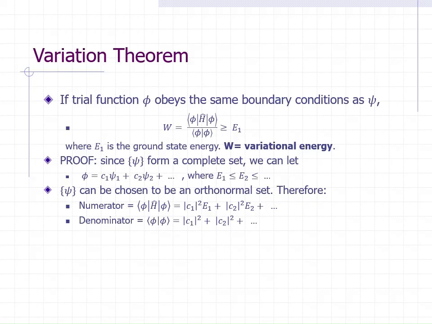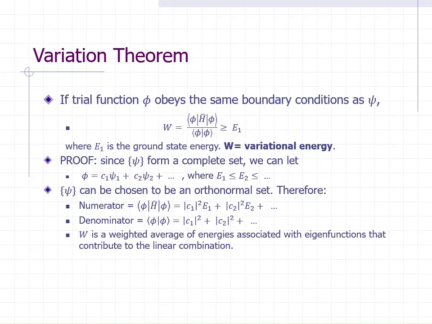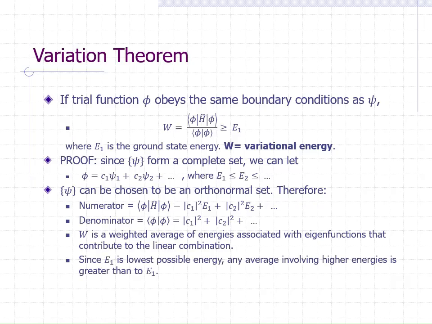As a result, the variational energy W can be interpreted as a weighted average of the energies of all the eigenfunctions. Since E sub 1 is the lowest possible energy, any weighted average that includes higher energy terms must produce a value of W that is greater than E sub 1. Note that the denominator is equal to 1 if phi is normalized. Therefore, if you encounter an expression for W without the denominator, it should be understood that this normalization condition has been assumed. The variation theorem is extremely useful because it tells us that, by improving our trial function, we can systematically approach the true ground state energy from above.